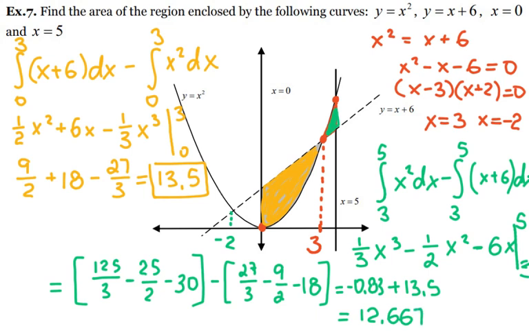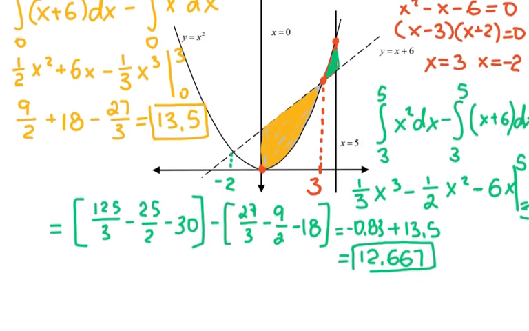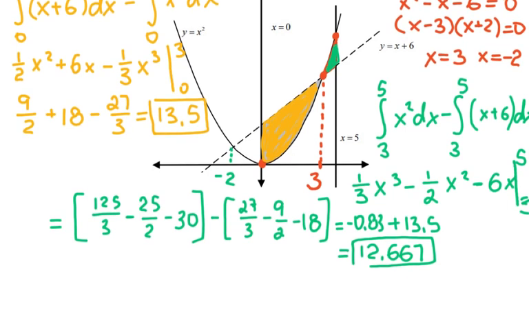which gives me 12.667. Now I have to add these two results together, so 13.5 and 12.667. That will give me 26.167. So the total area between these two curves, the shaded areas, is equal to 26.167.